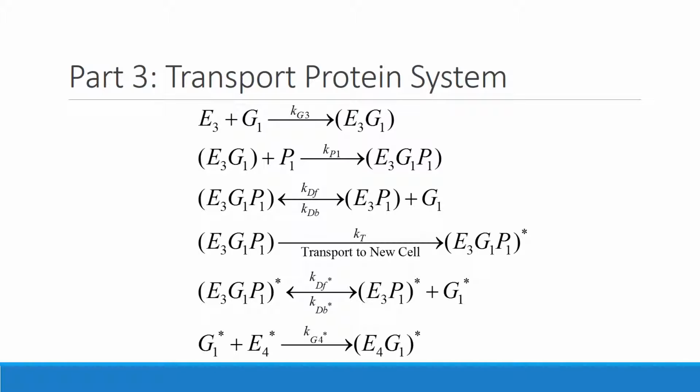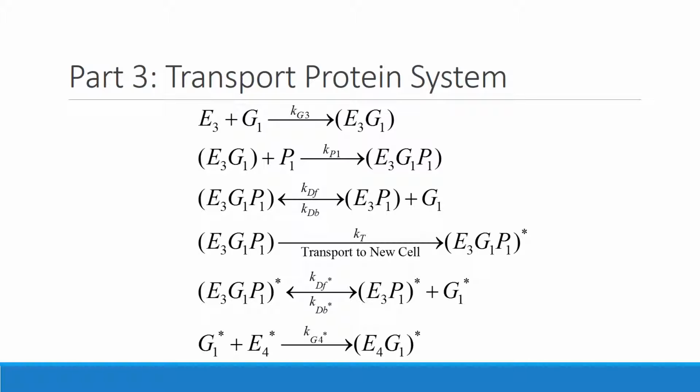This can then degrade to form free glucose in the cell, but in order to make sure that does not happen, you have the protein transport the enzyme-glucose-protein complex to a new cell. And it's important to note here as well that Kt must be greater than Kdf, which is the dissociation constant. That way, the majority of the glucose can leave the cell and is not replaced as free unbound glucose in the original cell.